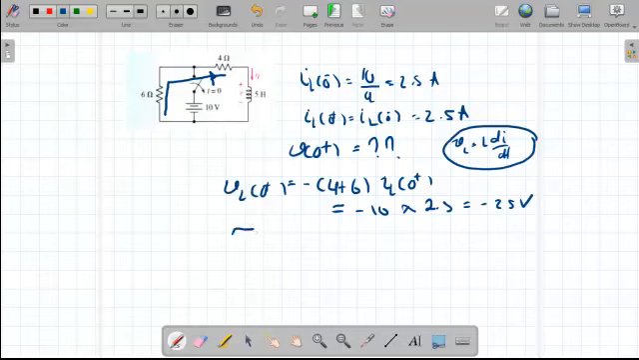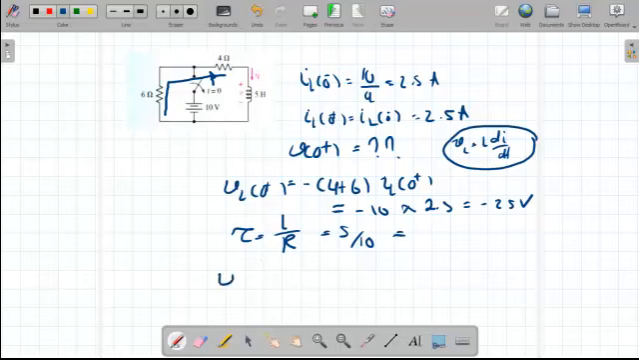Now we pay our attention to finding tau. So tau equals L over R. L is 5 and R is 10. So the time constant becomes 5 over 10. Okay, so this is our time constant.